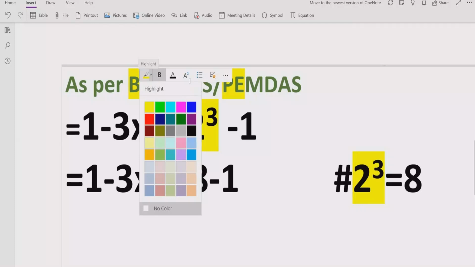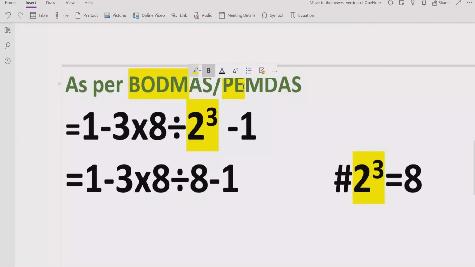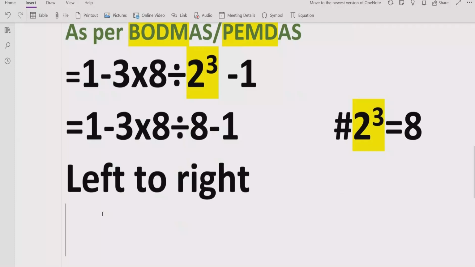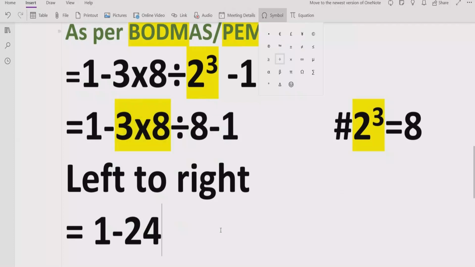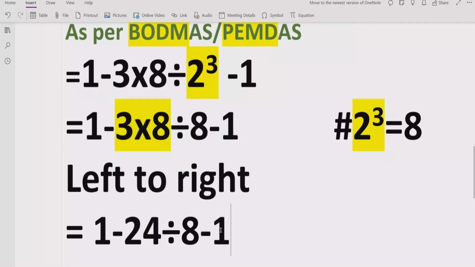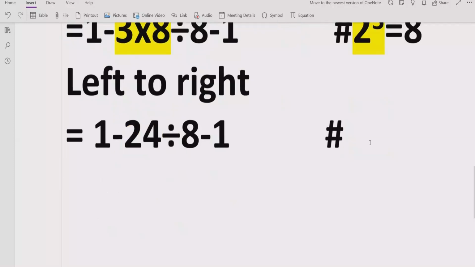Now move forward. Step number 1 and 2 we have solved. Now we have to solve the division and multiplication, or multiplication and division. So what we have to do, we have to go left to right in this expression and find out which is coming first. So now we have 1 minus 3 multiplied by 8. We will multiply these two terms and get the answer 24. And divided by 8, we will write here as it is. And minus 1, again we have to write as it is. And here we have to give the reference: 3 multiplied by 8 equals 24.